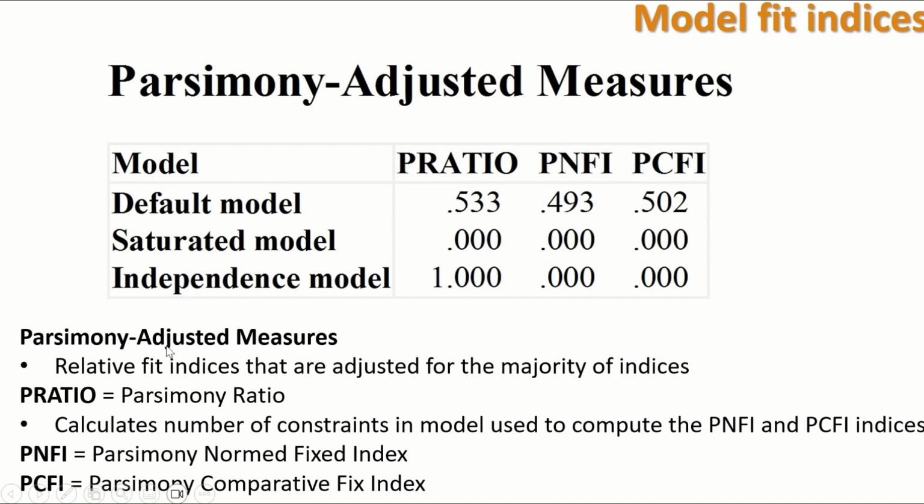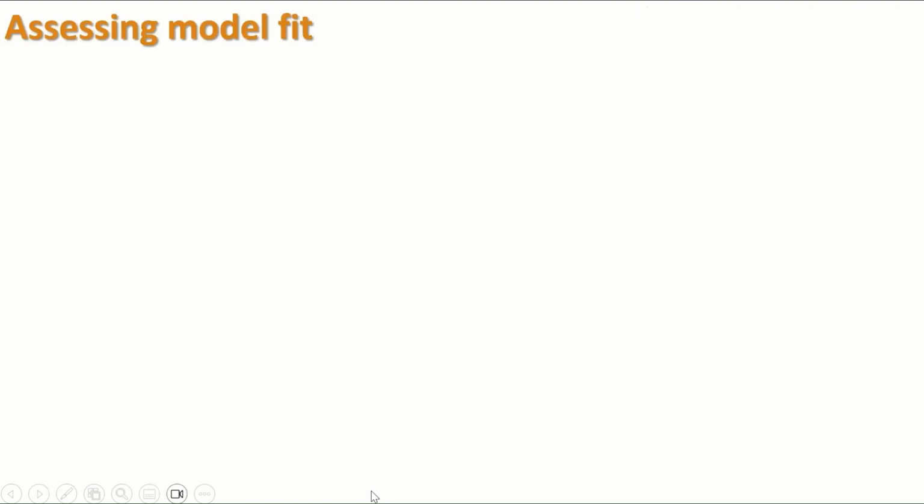It is a parsimony adjusted measure, a relative fit index adjusted for the majority of indices. The ratio is the parsimony ratio. It calculates the number of constraints put on a model, used to compute the PNFI and PCFI indices. PNFI is the parsimony normed fit index, and the PCFI is the parsimony comparative fit index.